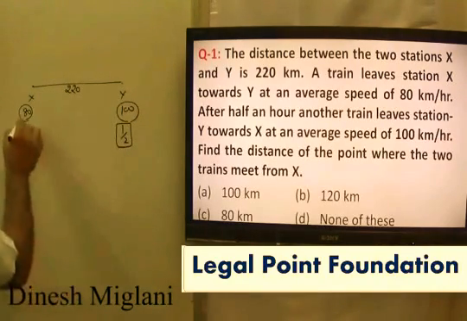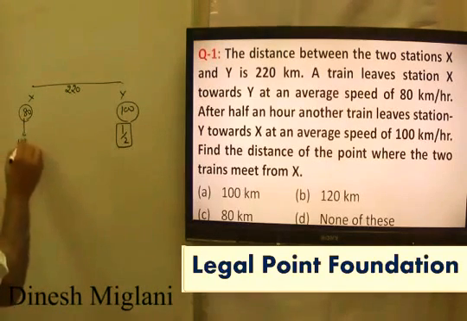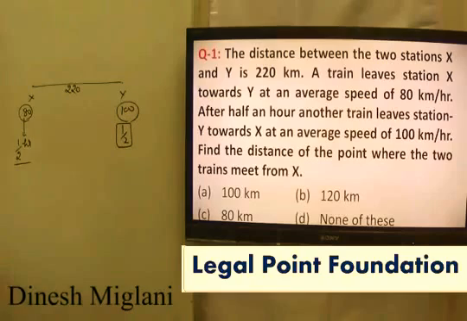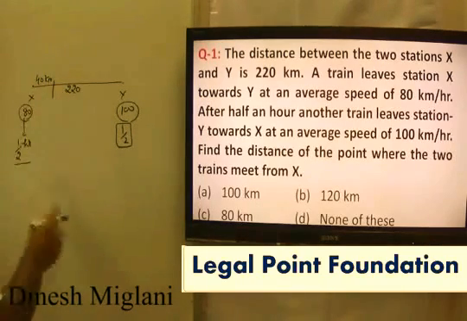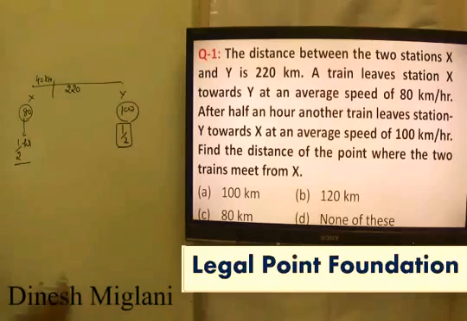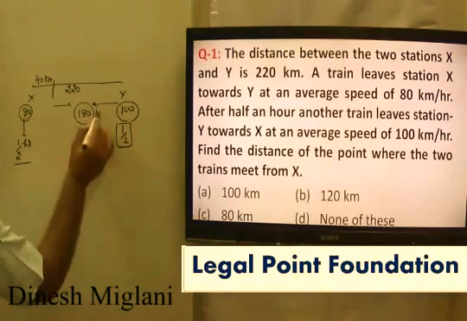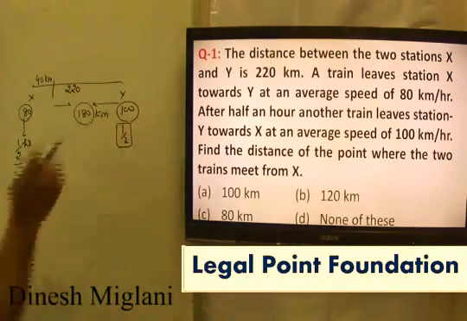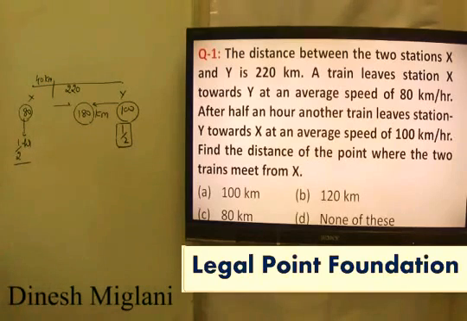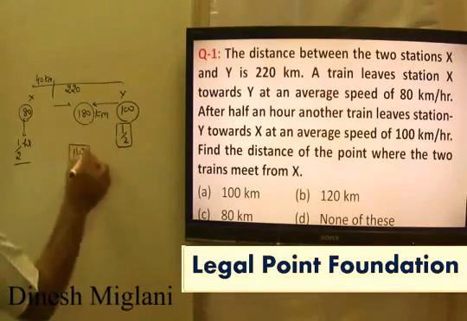It means for applying the concept of relative speed, first of all we have to move this train for half an hour. We know that in half an hour it moves 40 kilometers, right? It means when the second train started to move, the distance between these two trains would be equal to 180 kilometers, right? Now the question is, how much time do they take to meet? The speed of this train is 100 and this train is 80, so the relative speed is 180 and the time taken by them is equal to 1 hour.